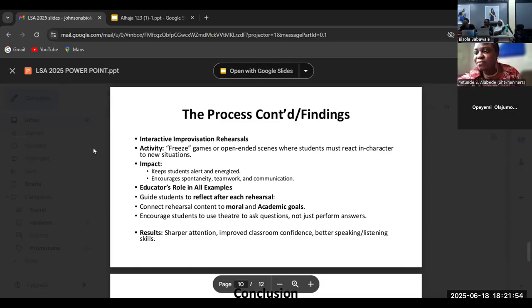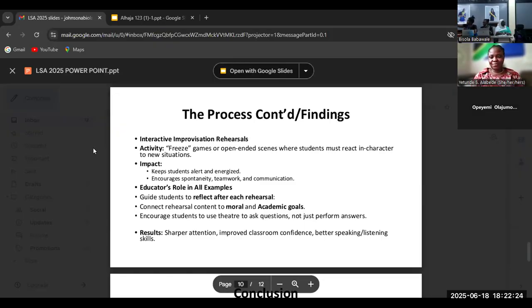So like I said earlier, about the role of the educator, the educator guides the students to reflect after each rehearsal process. And the educator tries as much as possible to connect the moral and academic goals to those rehearsals that have been done. It encourages students to use theater to ask questions. You can use theater to ask questions. There are rehearsals called open-ended. I can just tell you to dramatize and leave it open-ended.